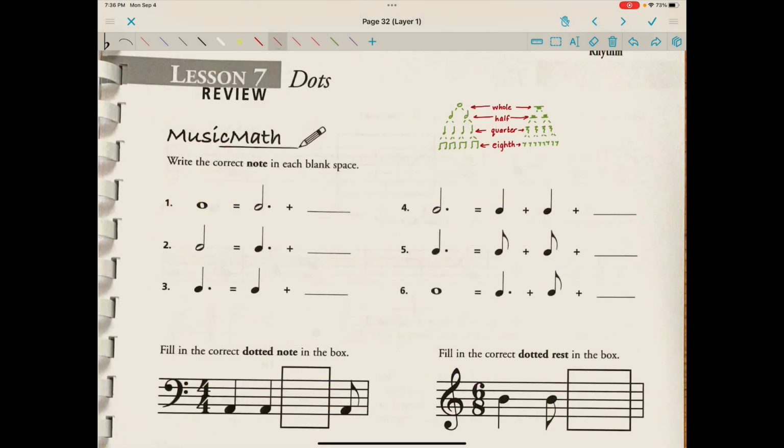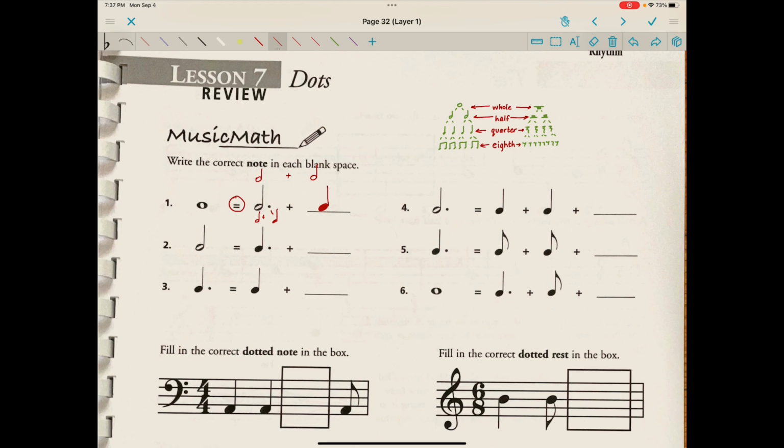Music math. Write the correct note in each blank space. All right, so we're just looking for equivalence on the two sides of this equation. Okay, so we have a whole note here, and then it's supposed to be equal to a dotted half note plus something. Okay, well, I know that 2 half notes would be equivalent to a whole note. So let's see how close we are to that. A dotted half note would be worth the equivalent of a half note plus a quarter note. So what am I missing to make this true?